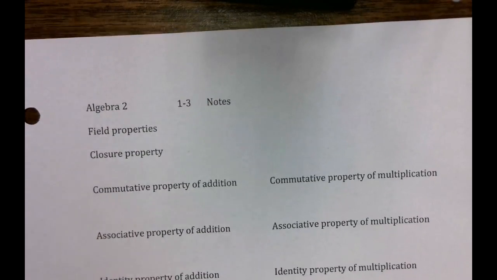In section 1.3, we cover the properties that are most common, and they are true in the set of real numbers. And we're going to start out with the field properties. The field properties state that, given any set of numbers, these properties hold true. These are the rules for algebra.